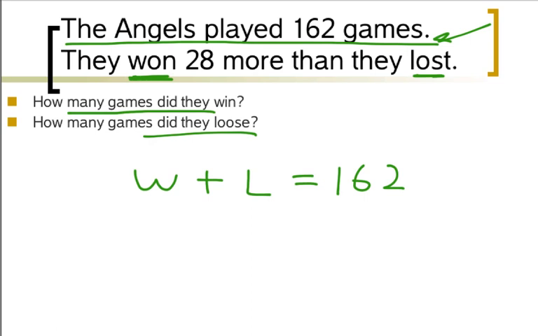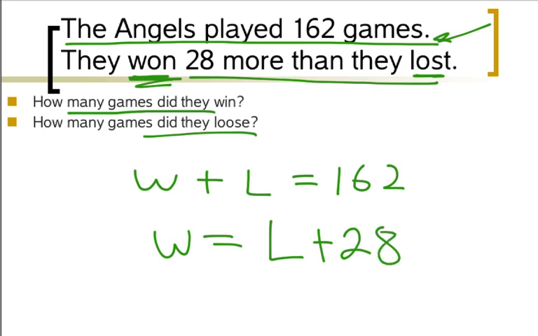Okay, and then it says they won, so the wins are equal to, they had some losses, but they won 28 more games than they lost. So if you took the losses and added 28 to it, you would know what the wins were. Okay, so what we want to do is solve this system. This is a system now. We want to solve it by either elimination or substitution.